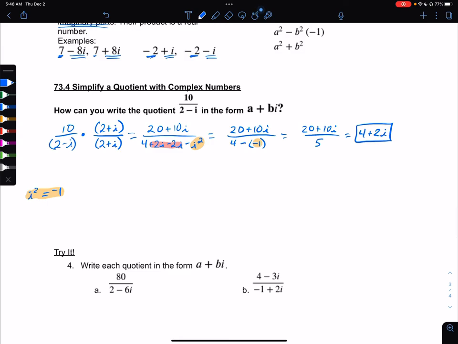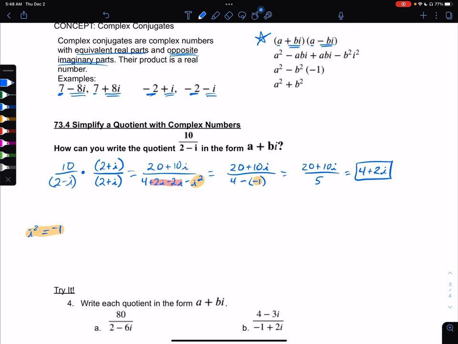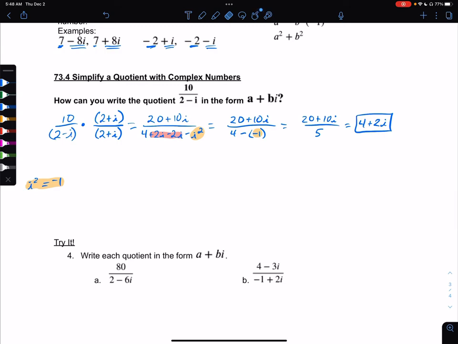So try it 4. You're doing the same thing. You're multiplying by complex conjugates. Remember, you're only changing the opposite imaginary part. So for 2 minus 6i, that 2 stays the same. Instead of a negative 6i, you'd be using positive 6i. And in part B, I'm going to help you out with this one. Your denominator, the negative 1 stays the same. You want to change the complex number part. So instead of plus 2i, you'd use minus 2i.